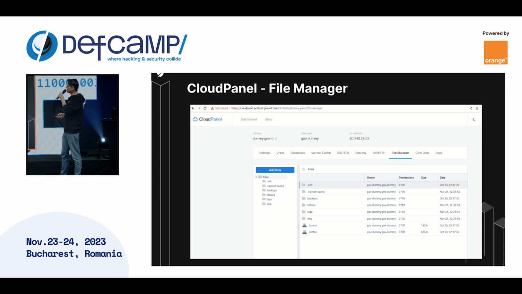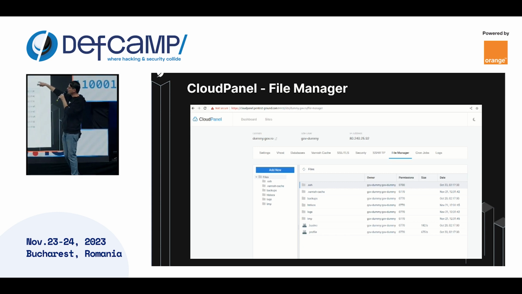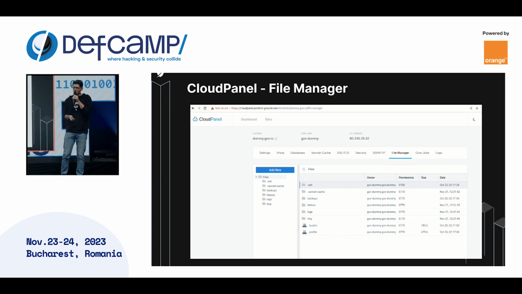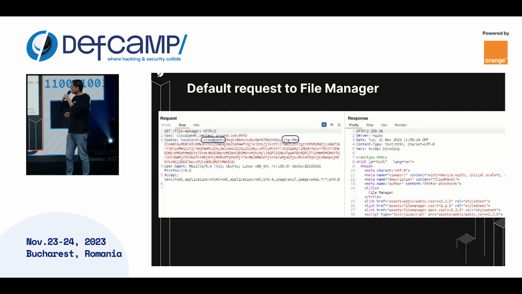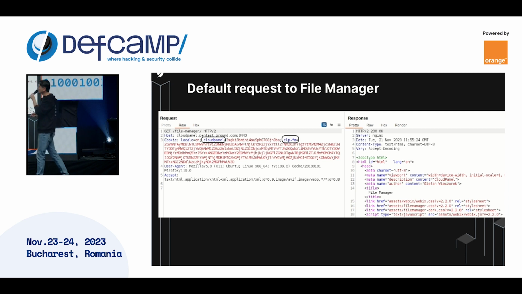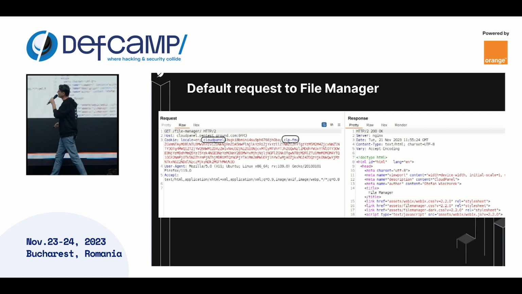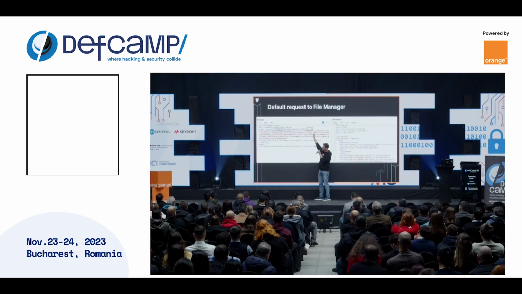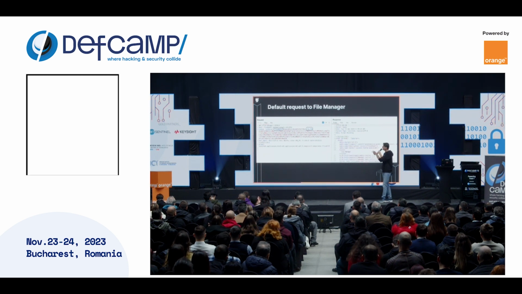Now, why is this important? This is important because the vulnerability lies in this component, in the file manager. And here is a default request to the file manager. You can see here that the browser sends 2 cookies. One is called cloudpanel, which is the session cookie, and the second one is called clp-fm. CLP comes from CloudPanel and FM from File Manager. So you basically need these 2 cookies to access the file manager component.